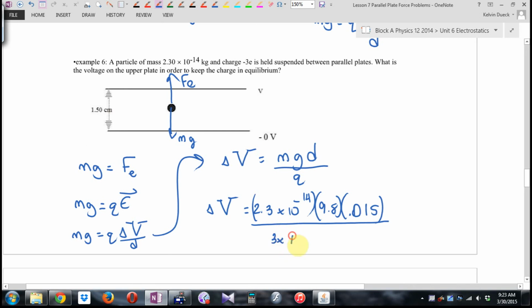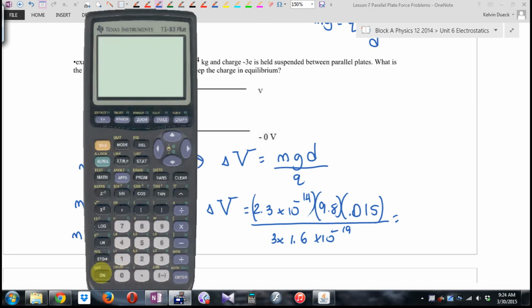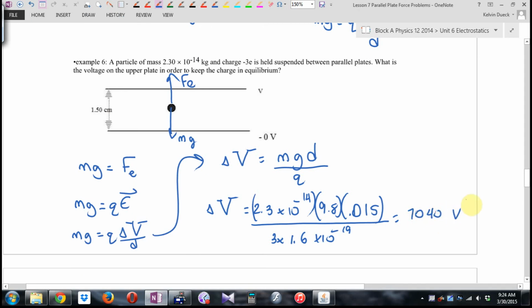3, 1.6 times 10 to the negative 19s, 3 electrons. About 7,040 volts. And we can do that easily. In fact, we can generate hundreds of thousands of volts.